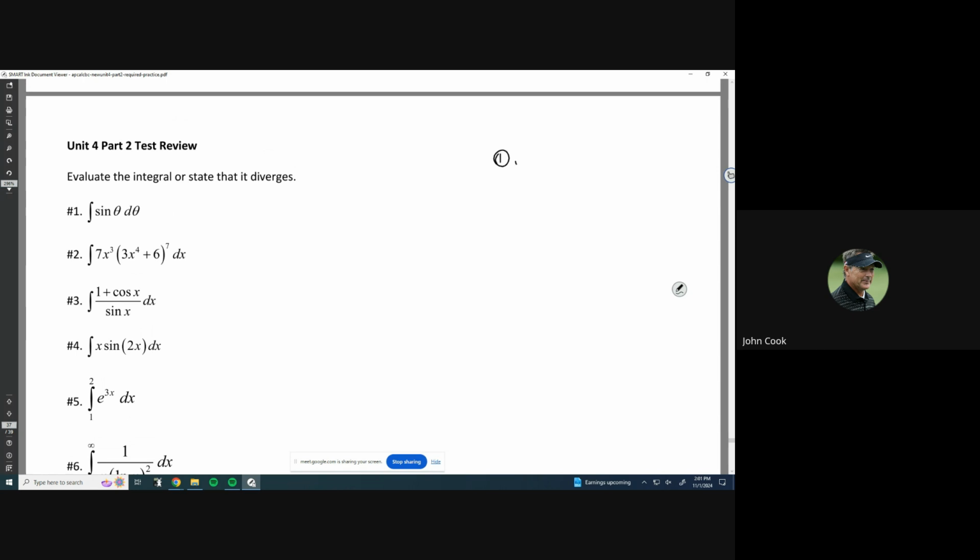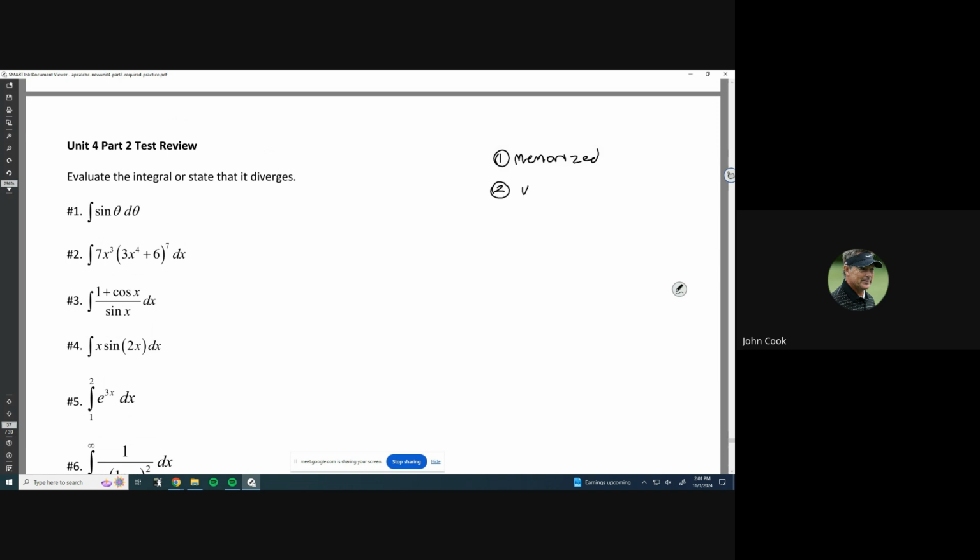First off, I look for the memorized stuff. So there's this big old list of antiderivatives. And if you know that list, you can use them. You don't need to show any work. It's pretty obvious when you see one of those.